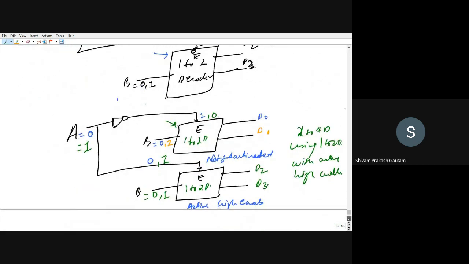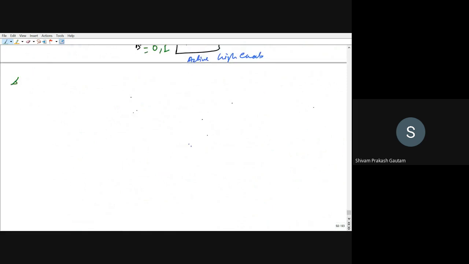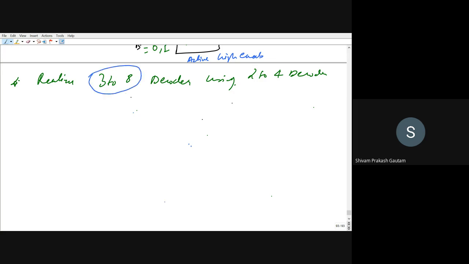Now next, we will realize a 3 to 8 decoder using 2 to 4 decoders. Just pay attention. Here it has not been mentioned whether you can use active high or active low, so we will see what we can use. Right now, you have to make a 3 to 8 decoder. That means you should have 3 input lines and 8 output lines.